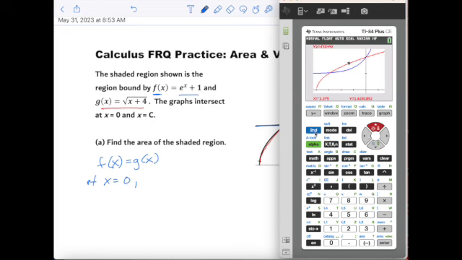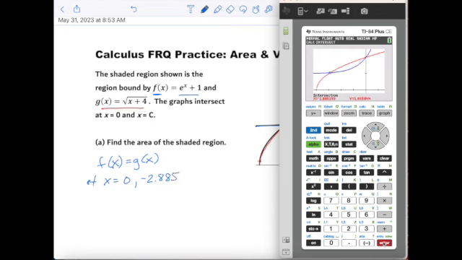But the one we're really trying to find, we're going to do second trace, 5 is intersect, enter, enter, and remember it's going to go to the closest one, so you can either scroll closer to that third one, or you can simply type in a guess. It looks like it's near -3, so it'll go to the intersection closest to -3, and that would be at x equals -2.885.